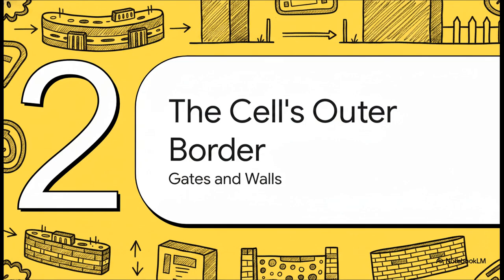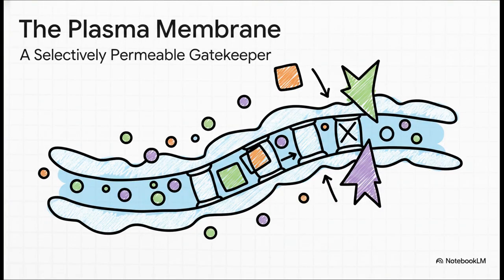Okay, let's start our tour of this cell city. And just like any secure place, we can't just waltz in. We have to get past the border patrol first. For every single cell, that border is the plasma membrane. Now, don't think of it as a brick wall. It's more like a super smart bouncer at an exclusive club. It is selectively permeable, that's the key term, which means it's incredibly picky about who and what it lets in and out. Super important job.